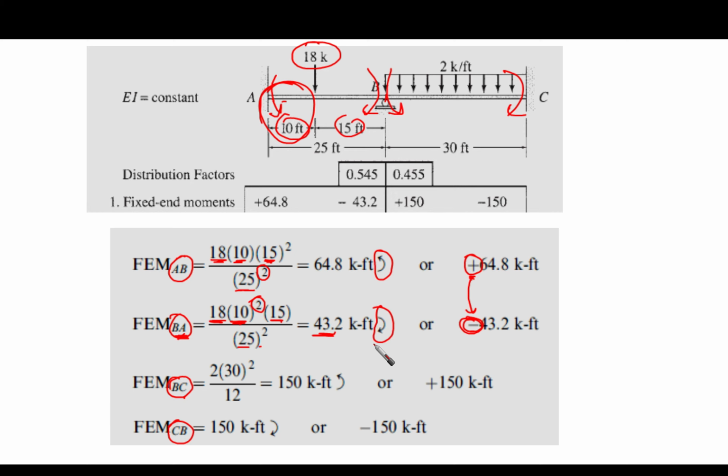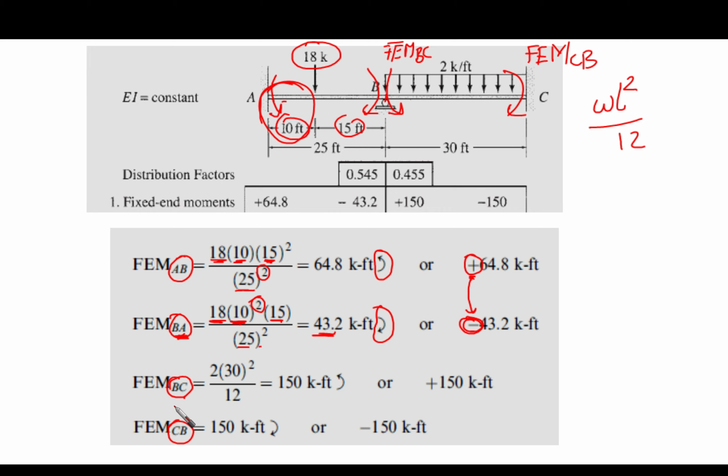Okay, now let's go to the other span, which is BC and CB. So we have here fixed end moments. This is the fixed end moment BC, and here this is the fixed end moment CB. As you can see, it is distributed load, so it is easy. It is WL squared over 12. This one is going to be positive because it is counterclockwise, and this moment, which is CB, is going to be negative because it is clockwise.